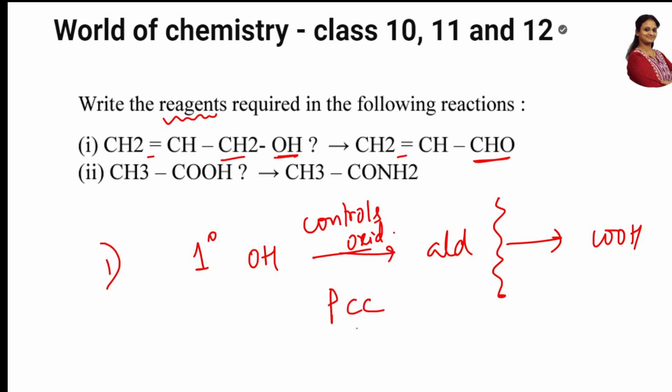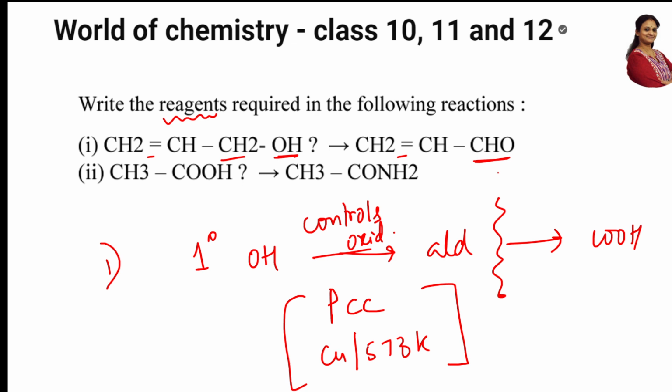PCC is pyridinium chlorochromate, which helps in giving us controlled oxidation. There is one more reagent like copper at 573 Kelvin. What does it do? It does dehydrogenation, where alcohols are converted to aldehydes through a process called dehydrogenation reaction. So these two reagents will help me in conversion of alcohols to aldehydes. So the first reagent is this.